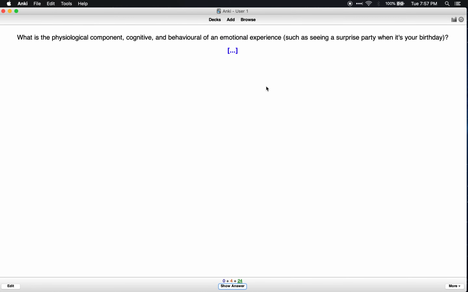What's a physiological component of cognitive, behavioral, and emotional experience? Physiological response: body temperature might rise. Cognitive response: how you view the experience, like surprise parties; some people like them, some don't. And behavioral: you might show body language and facial expression.